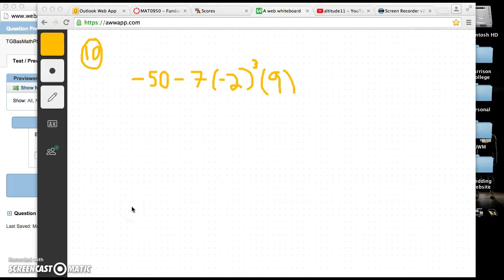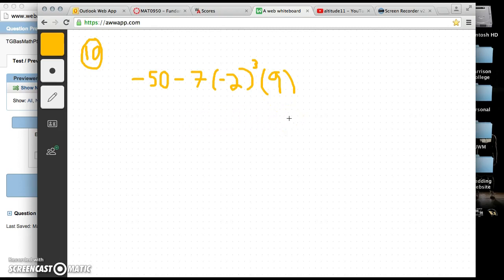Alright guys, so this is problem number 10 from the chapter 2 and 3 quiz. And we need to evaluate this expression. So remember that evaluate means that we're going to have to eventually express this as a single numerical value. So our order of operations are most important here.